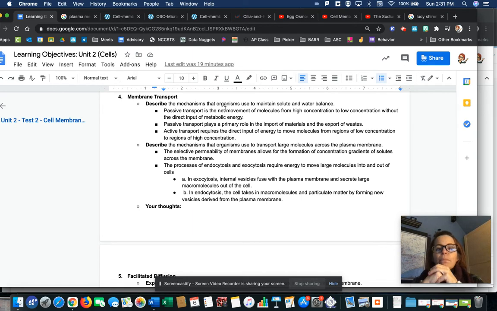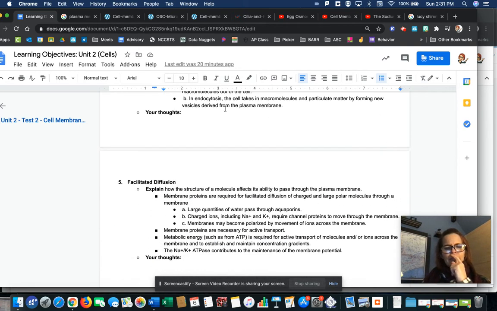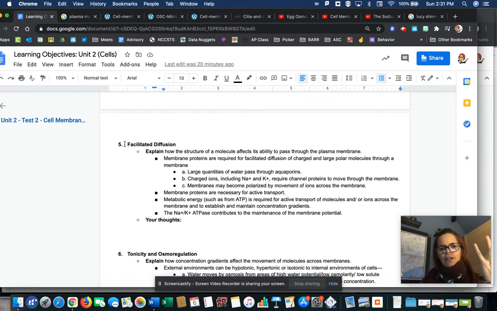Passive transport plays a primary role in the import of materials. So, for example, bringing in oxygen and bringing in water, and the export of wastes just happens passively. I want to remind you too, it comes up in a minute, but I don't know why it's not written right there: facilitated diffusion is also diffusion going from high to low.